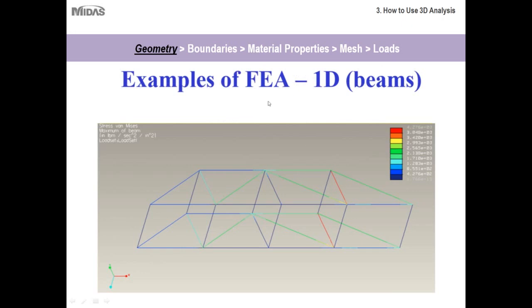Okay, so here's an example of just a pure 1D element analysis. So this is just a simple truss. As you can see, just the project geometry itself is very simple, and I believe this is the stress in each member. So you can get the stress, the strain, the axial forces, and the moments if you use these 1D elements here.